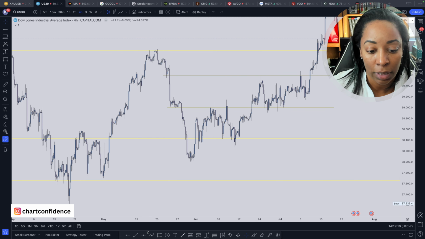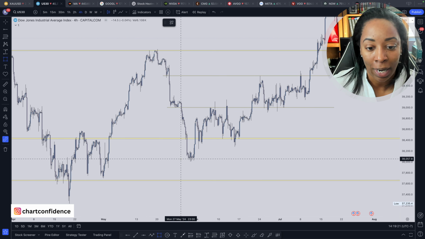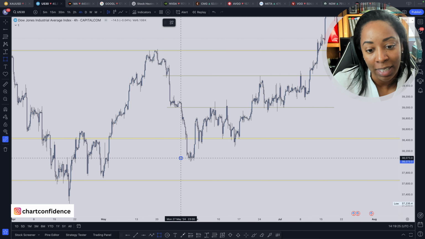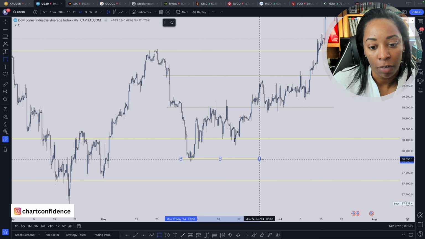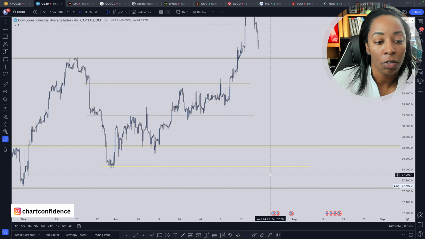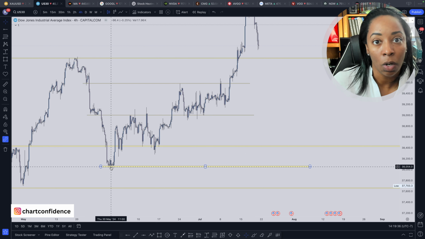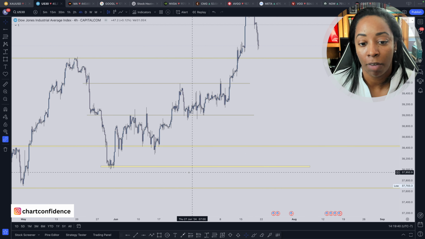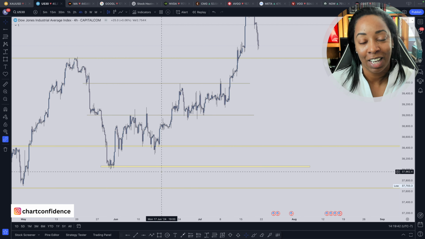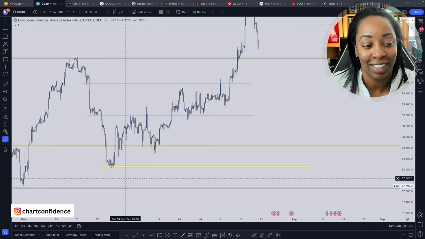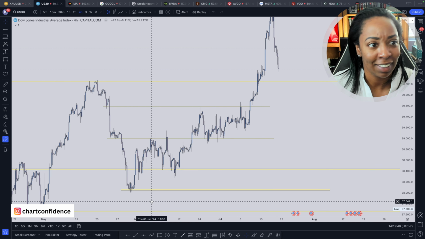One level I do see that I do want to mark off. So right here around 38,075, let's say, I do want to mark off this level. And I'm going to drag it out a little bit because if price comes back to this zone, then I definitely want to see if price is going to bounce off of this level. We're going to get into that a lot more when I break down my analysis for the week. But for right now, let's just mark it off. Okay, still looking good. All right, cool.